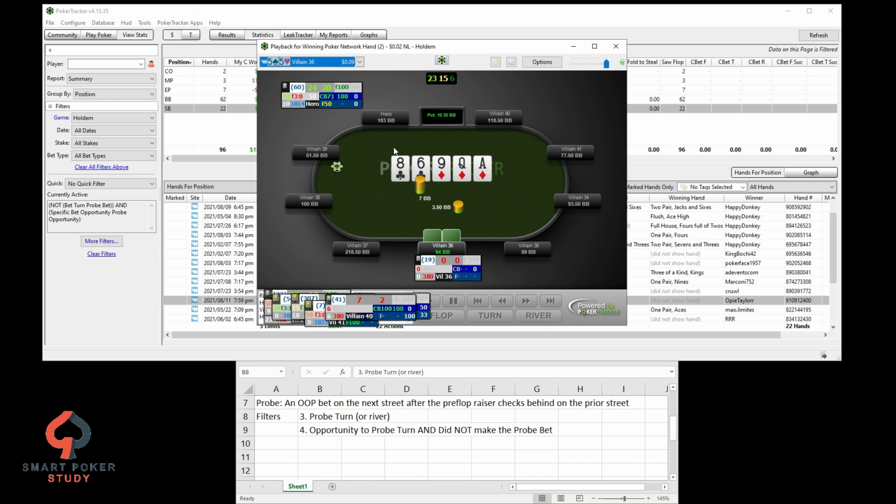So what I recommend that you do right now, my challenge to you, is to spend the next 20 minutes in PokerTracker 4. Run these filters for yourself. Review some hands where you made the probe, you made the float, and see if you can find any mistakes. Take note of those mistakes in your journal. Also review hands where you had the opportunity to probe and float and you didn't do it. Find those mistakes, take note of them, and work in the future to not repeat those mistakes to make better plays next time.